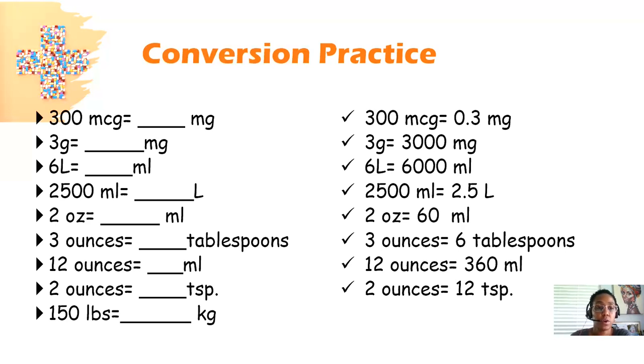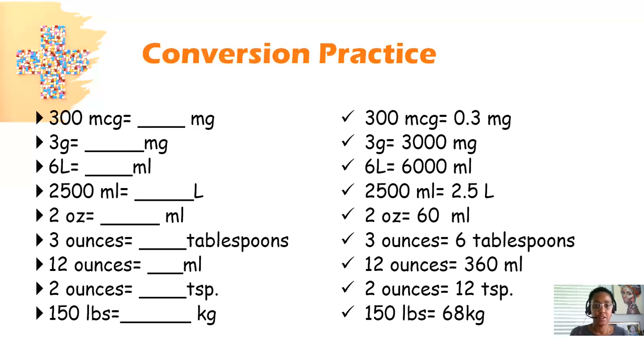And then we're going to convert our weight. 150 pounds is how many kilograms? Now, the conversion for that is 1 kilogram equals 2.2 pounds. So if you want an easier way to remember, you look slimmer in kilograms. Okay, so 150 pounds, you would divide that by 2.2 is 68 kilograms.